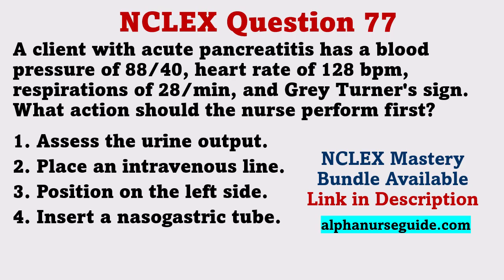The correct answer is 2. Place an intravenous line. Grey-Turner's sign is a bluish discoloration in the flank area caused by retroperitoneal bleeding. The vital signs are showing hemodynamic instability. IV access should be obtained to provide immediate volume replacement. The urine output will provide information on the fluid status. A nasogastric tube is indicated for clients with uncontrolled nausea and vomiting or gastric distension. Repositioning the client may be considered for pain management once the client's vital signs are stable.